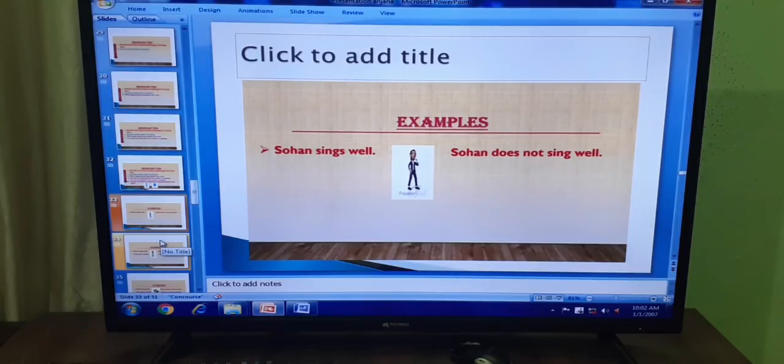Now, let's have a look at the given example here. Sohan sings well. Affirmative sentence. Sohan sings well. Now, we have to change it into a negative sentence. So, first find out the verb. What is the verb here? Sing. And sings will become sing.